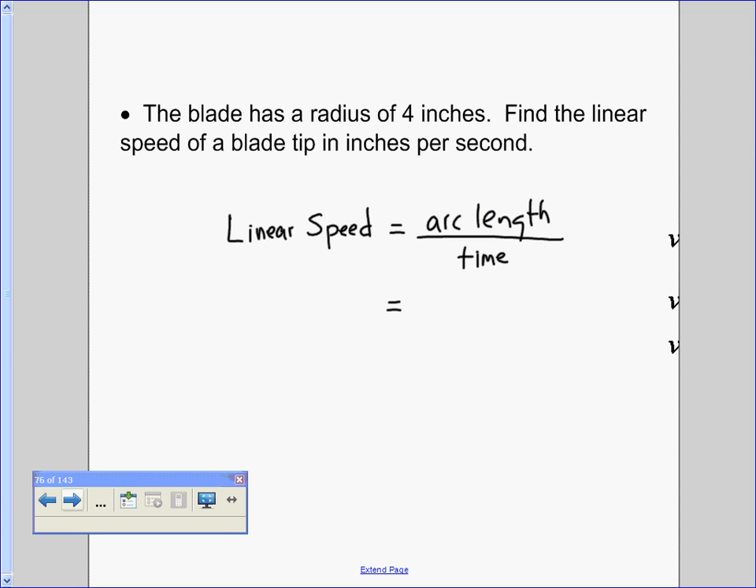Last time we went with 1 complete revolution, so we'll do the same thing this time. 1 complete revolution is going to be 2 pi radians, and it's going to be times 4. So you notice this is the same as taking the circumference of that circle, and it's going to take us 1/40th of a second to do that. And so we simplify this, and that's going to give us 320 pi, and this time we're in inches per second.